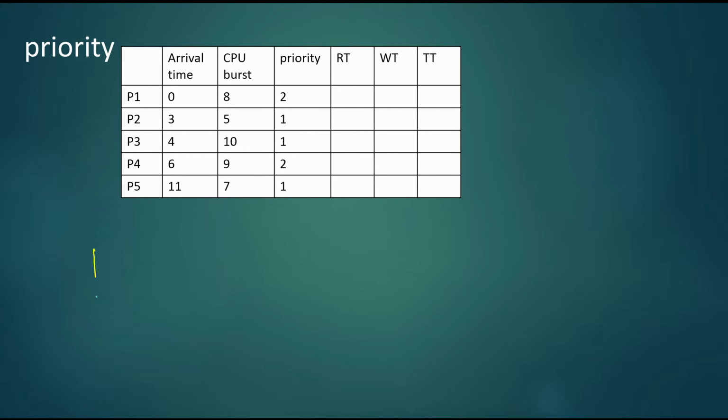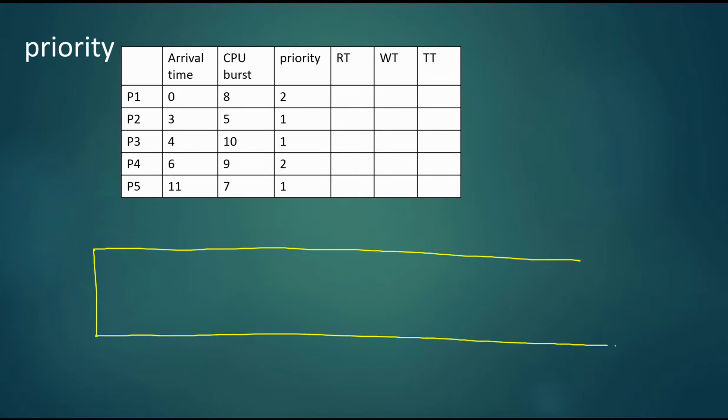So let's draw our Gantt chart. These are the same processes with the same arrival times and the same CPU burst times, only in this case we've assigned priorities, and priority 1 is the highest. So priority 1 is higher. All right, so this is non-preemptive.